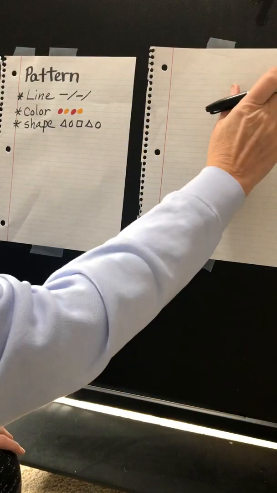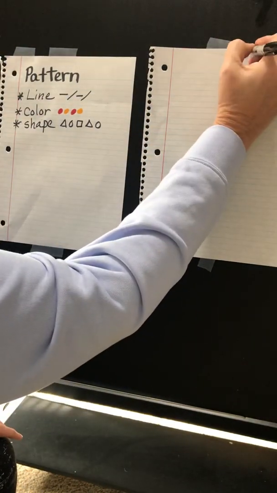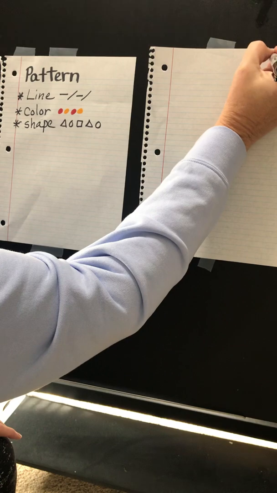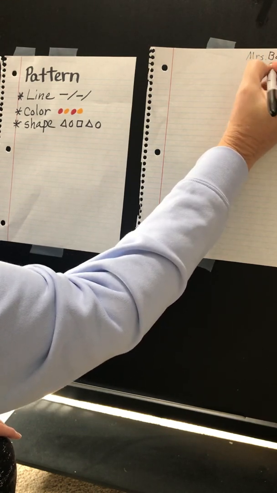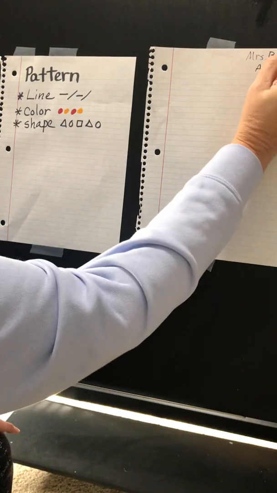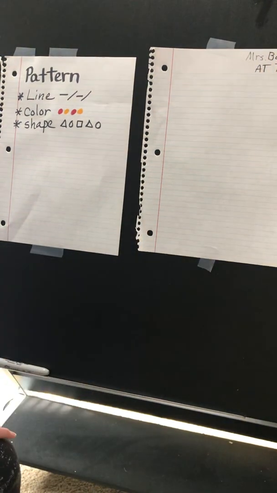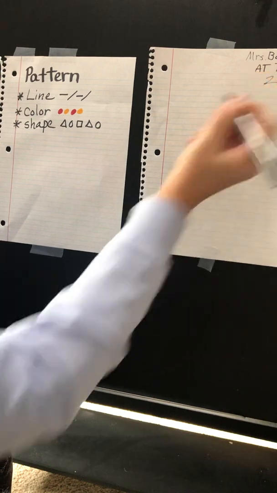So let's start like we always do. In the upper right hand corner, I need you to put your name. I'm going to put mine. I need you to put AT if you're an Austin Tracy student. I need you to put TH if you're Temple Hill. And you're going to put a 2 because you're a second grader.